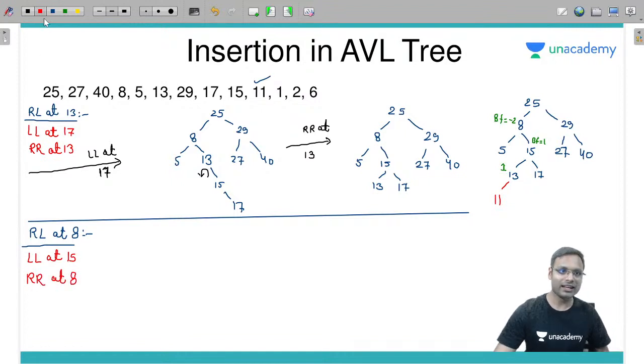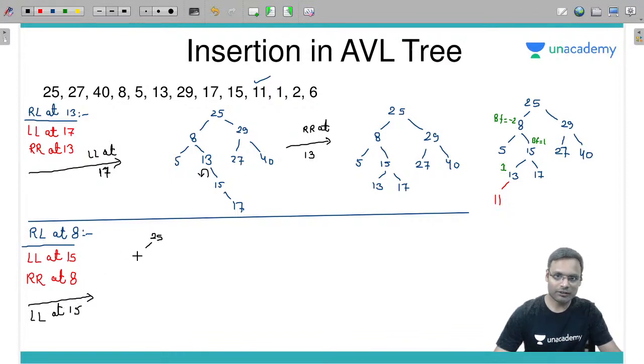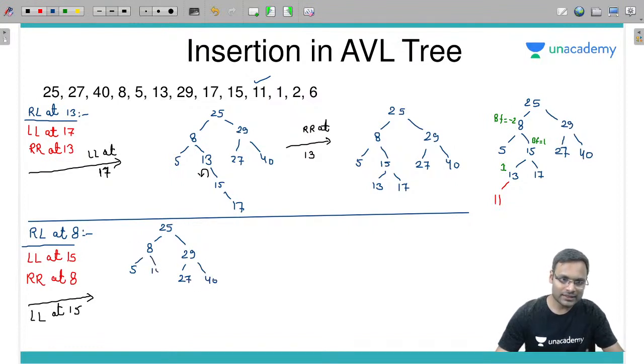Let's do this LL at 15 first. If I am doing LL at 15, I can do it here also. LL at 15. 25, left is 8. Let me make it in blue color. 25 on the root, left is as it is 8, left is 5 as it is, right of 25 as it is, 29, left of 29, 27, 40, right of 8 as it is.